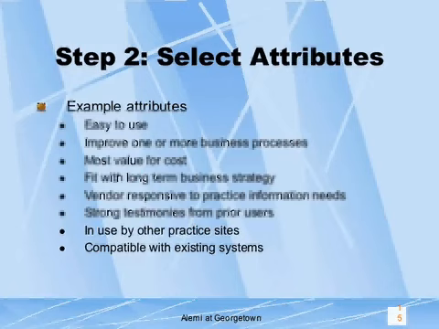Here are examples of attributes that might emerge after interviewing a decision maker. Some of the attributes mentioned by this decision maker may include ease of use, improve one or more business processes, most value for cost, fit with long-term business strategy, and so on. Note that these attributes are listed in the words that are used by the decision maker and are not paraphrased. For example, the analyst may be tempted to refer to strong testimonies from prior users as reputation. This is not reasonable. The analyst should stay with the way the decision maker has articulated various issues.